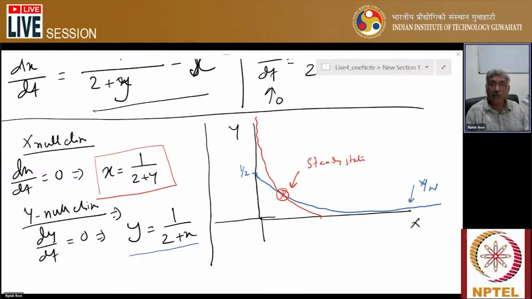Right? What is the numerical value of it? Okay, for that you have to solve it. The question has not asked it, so I will not take the trouble of solving it. In general, this is a stable, single steady state.